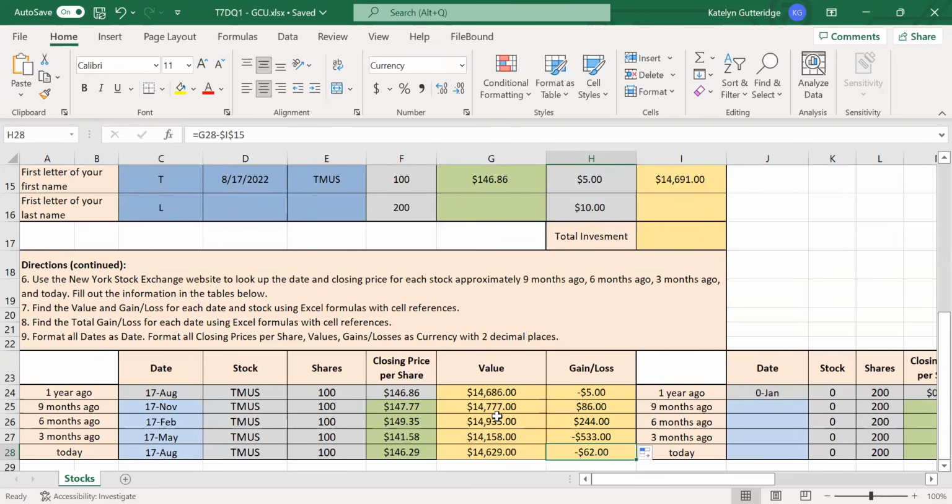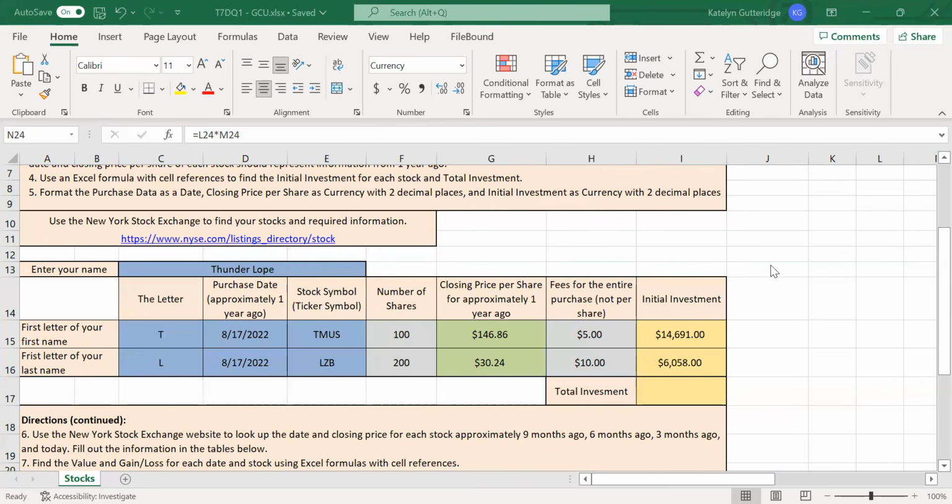So now you want to do the same idea with your second stock. So find a stock that starts with the first letter of your last name. Find all the information for it, find the initial investment, calculate all the values, and calculate the gain and loss for that second stock.